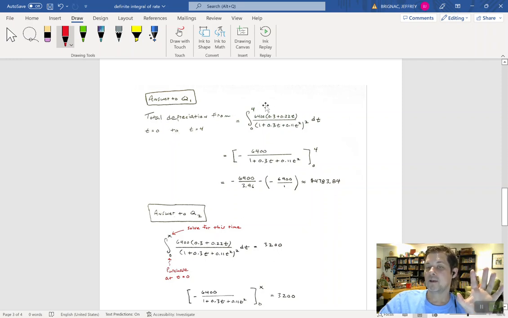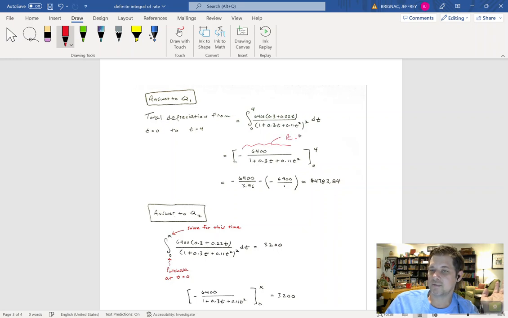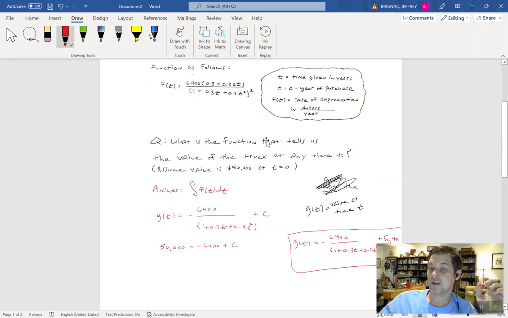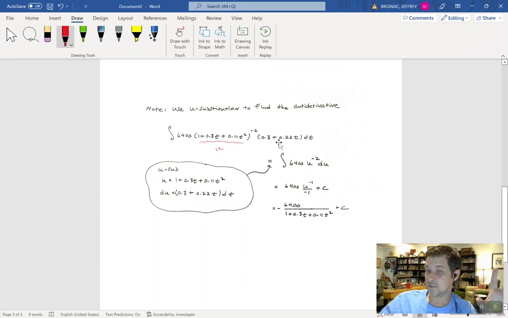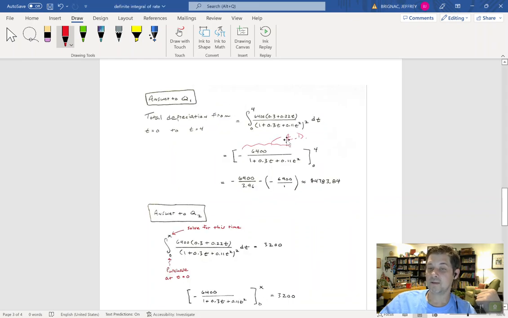Now how would I evaluate this definite integral? I just need one thing. I need the antiderivative, okay? Now, I covered that early in the video, when I said that we could use U substitution and figure that out. That's this thing. There's the antiderivative. And I plug in 4, I subtract, I plug in 0, I do the calculations, and I get about $4,700.